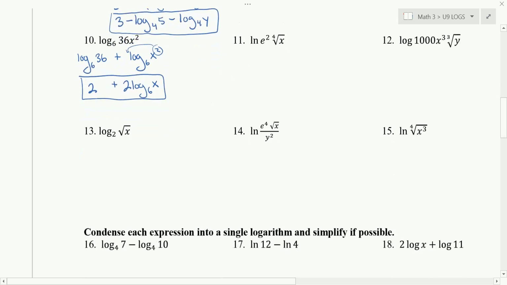Okay. Number 13, square root. I'm going to change that to 1/2 power, and then use the power property.